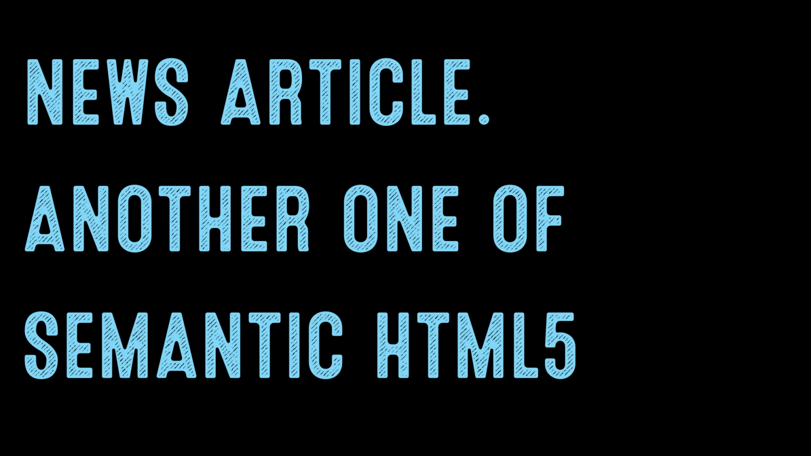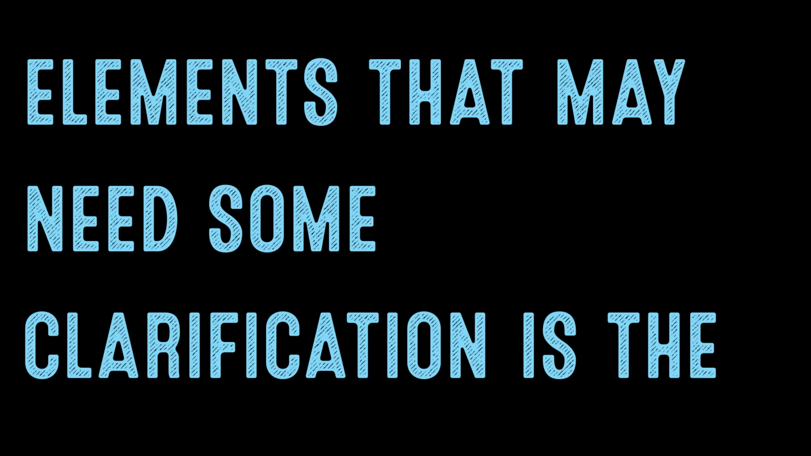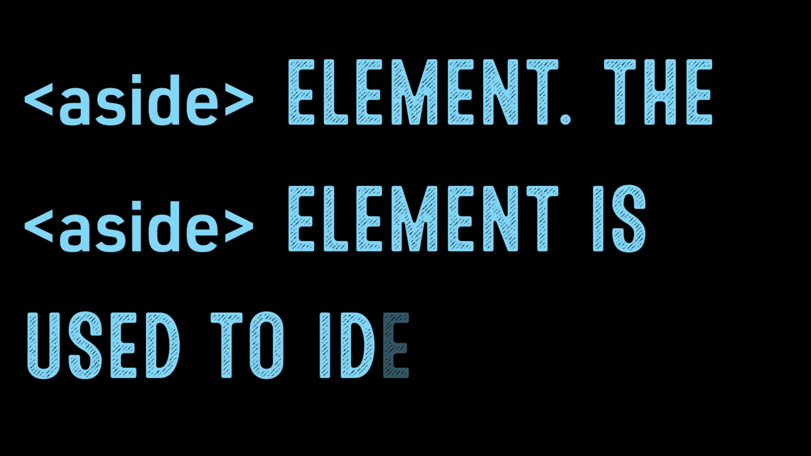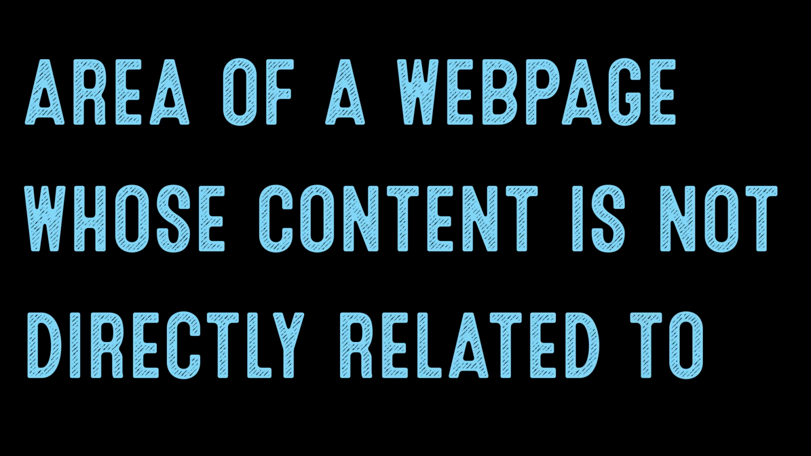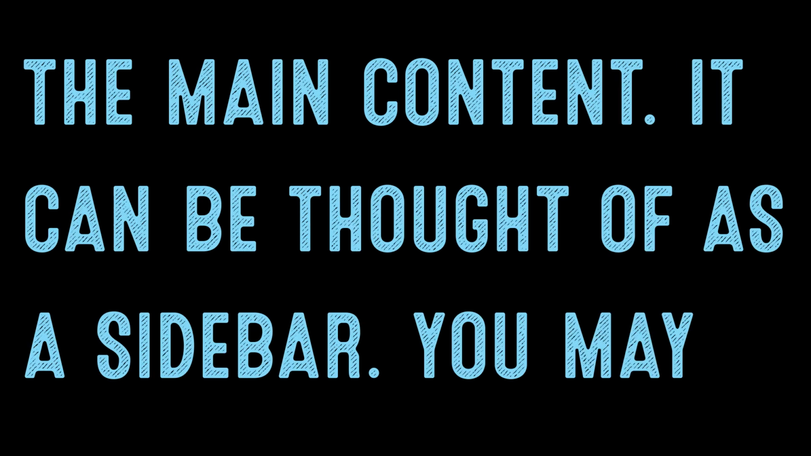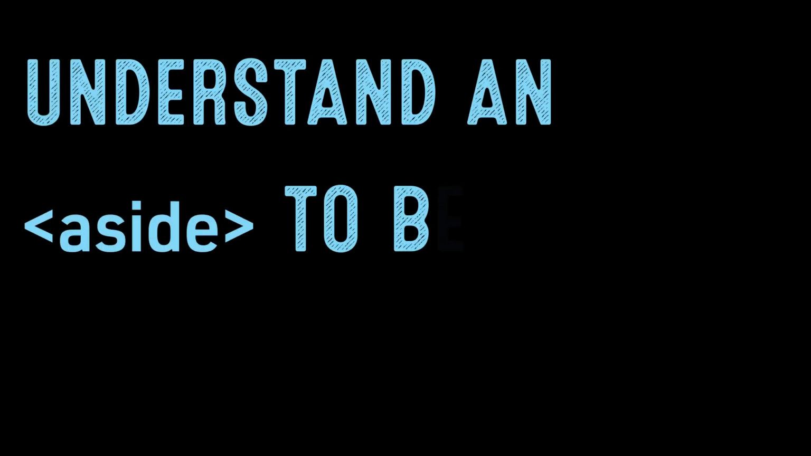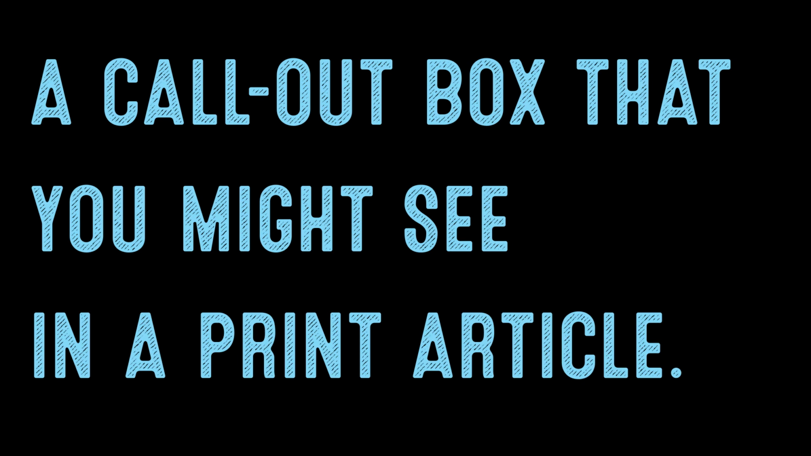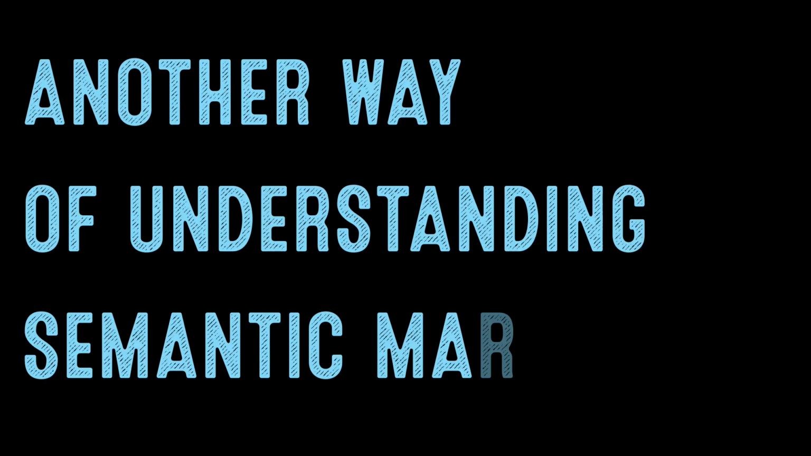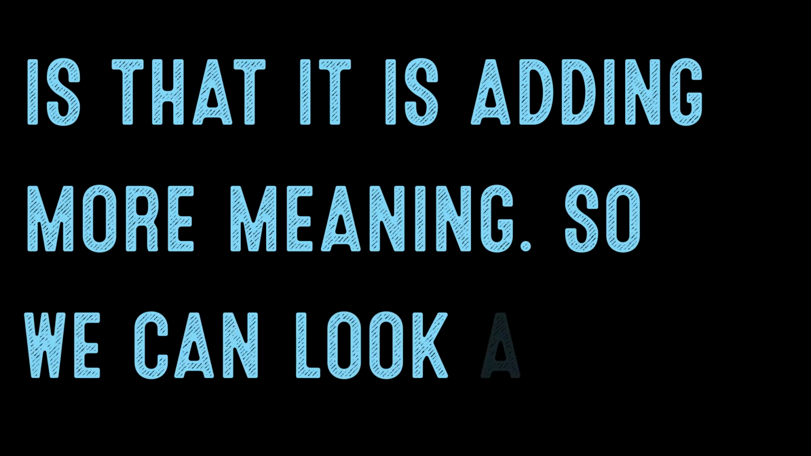Another one of the semantic HTML5 elements that may need some clarification is the aside element. The aside element is used to identify the area of a web page whose content is not directly related to the main content. It can be thought of as a sidebar. You may understand an aside to be equivalent to a call-out box that you might see in a print article. Another way of understanding semantic markup is that it is adding more meaning.